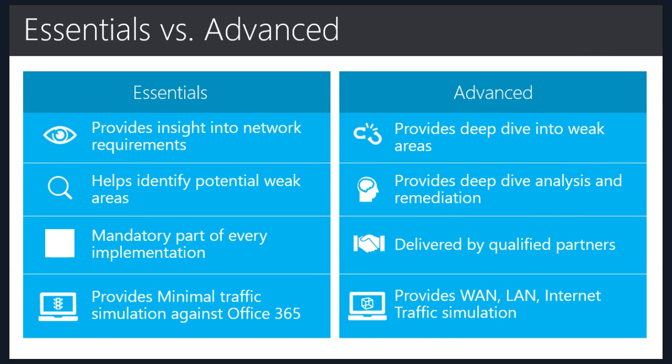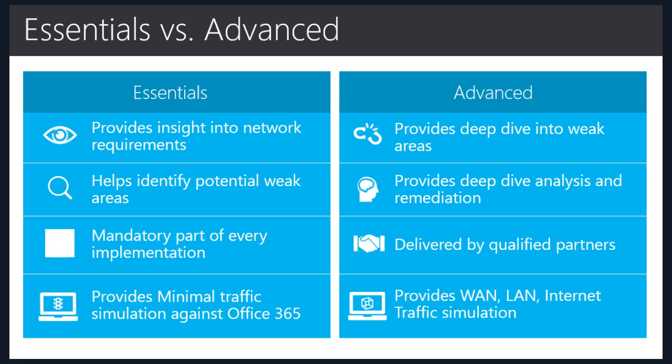So we introduced the Essentials version. We talked a little bit about the Advanced version in the previous training. Let's do a recap about that as well. The Essentials version is one that we expect every customer to run. Every customer must run it, and they must keep running it. Once they've done it once, based on the results, they might need to do an Advanced. But every time there's a change, they should run the Essentials again.